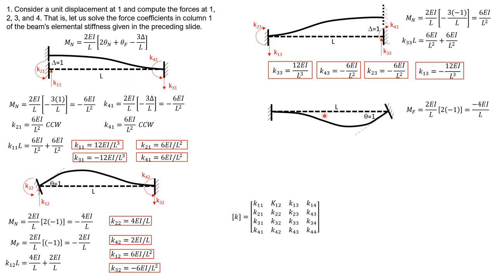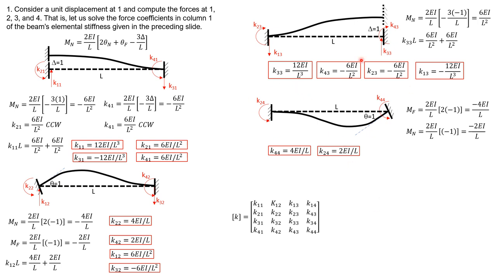So that's the value of K44, 4EI over L. Then to solve for the moment here, it is equal to near. So this is 0 and this is negative 1. So 2EI over L times negative 1 is negative 2EI over L, and negative 2EI over L is clockwise. And the meaning of 2EI over L, which is clockwise, is K24, because this is position 2 due to the unit displacement at 4. K24 is 2EI over L clockwise, and that's positive.